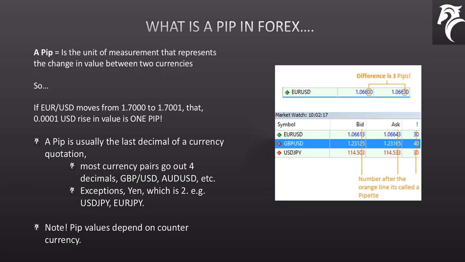So hopefully that's put a little bit of light on what a pip is. But before we move on, the final thing worth understanding about a pip is that the value of a pip is dependent on the counter currency. So in the example of euro-dollar, the counter currency is dollars. Or if we think dollar yen, then the counter currency is yen. So if we take the dollar yen example, and it goes from 114.50 to 114.55, it's increased in value by 0.05 yen. Notice it's yen, not dollars or sterling.